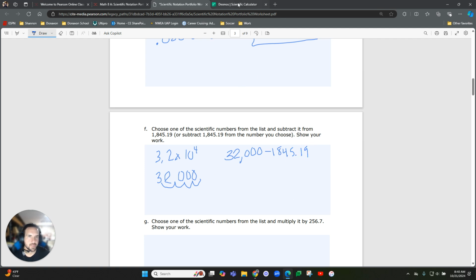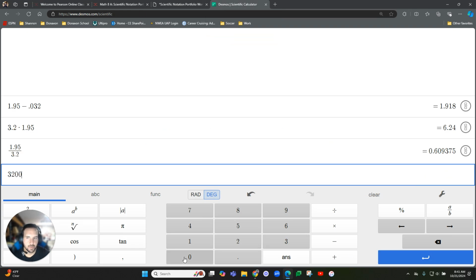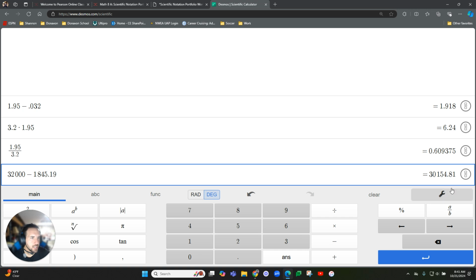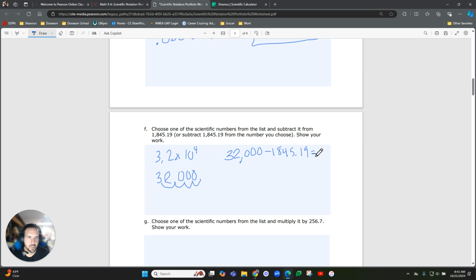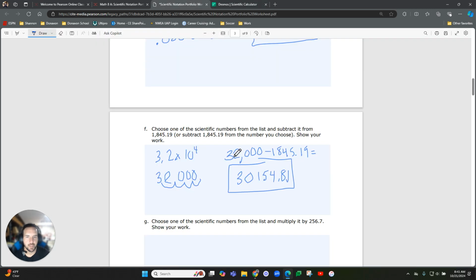Okay, so we'll just use a calculator to keep it simple. So we have 32,000 minus 1,845.19. I think that's the right number. Let me double check. 1,845.19. That is correct. And we get 30,154.81. So our answer is 30,154.81. That is it for that one. Let me double check that answer. 30,154.81. Yep. Okay, I got it right.